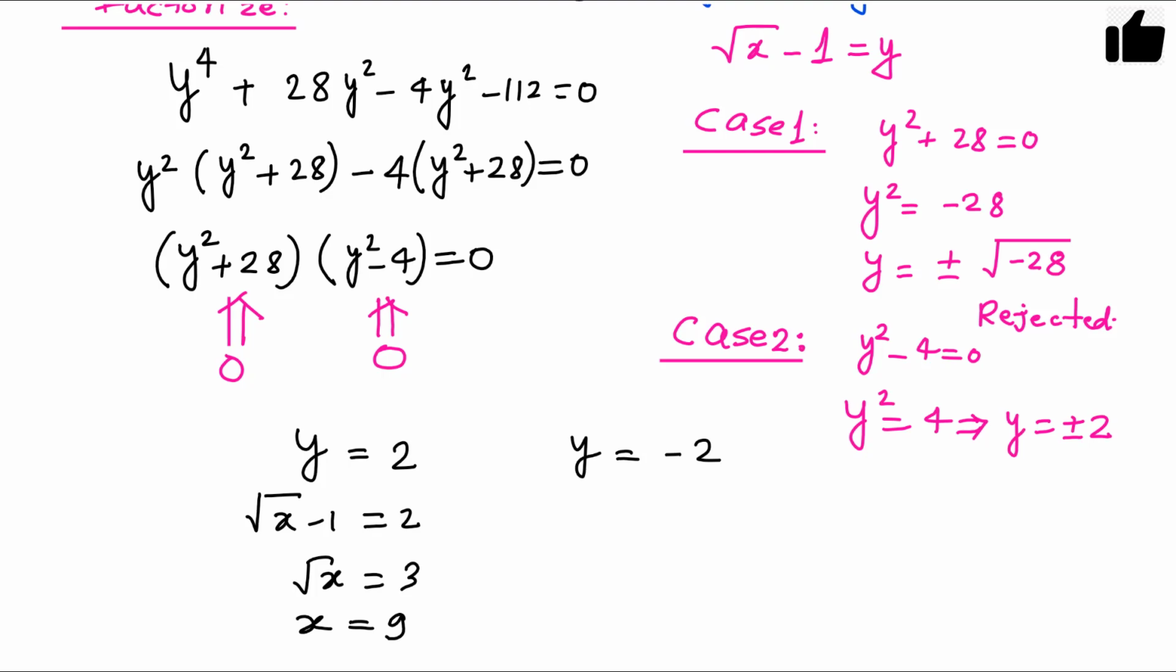And if we consider the other solution, that is y equals minus 2, in that case we will have root x minus 1 equals minus 2. This means root x equals minus 1. This means x equals 1. So for this problem, you will have two solutions. One is x equals 1 and another solution is x equals 9.